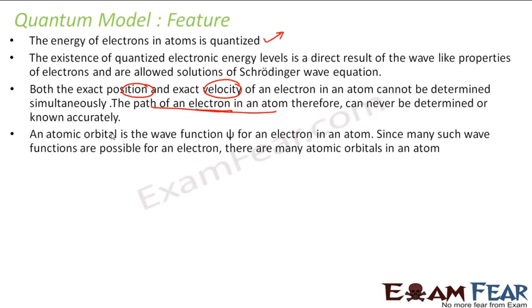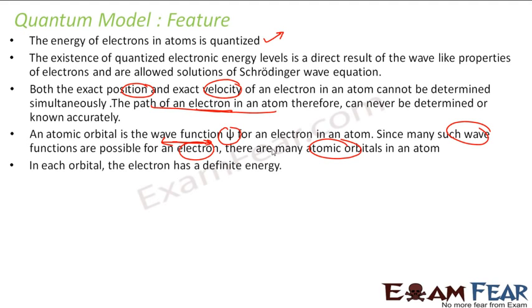An atomic orbital is nothing but a wave function of an electron in an atom. So there is no concrete path, there is no concrete shape that we call an orbital. An orbital is nothing but a wave function that defines the probability of finding the electron in the space around the nucleus. That's all. Since there are many wave functions possible for an electron, there can be many atomic orbitals for an atom. We'll discuss more of these in detail.